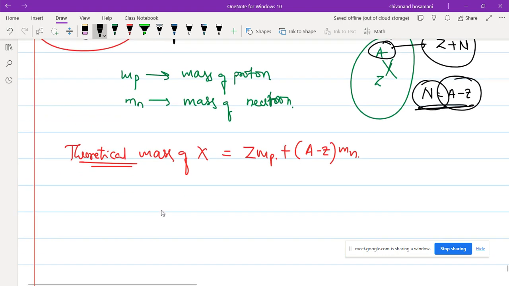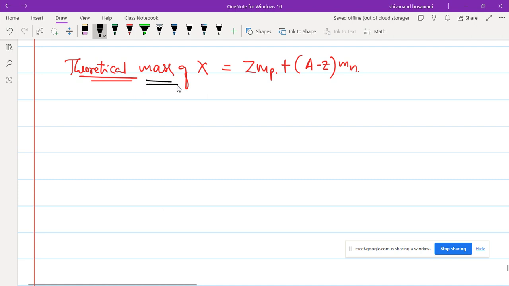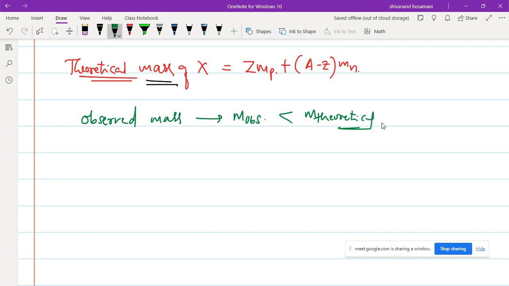But the observed mass is found to be less than the theoretical mass. Practically, the observed mass is lesser than its theoretical mass. So we define the practically observed mass as m observed, but it is always less than its theoretical mass. By taking the number of protons and neutrons, we define the mass. That is a calculated mass.